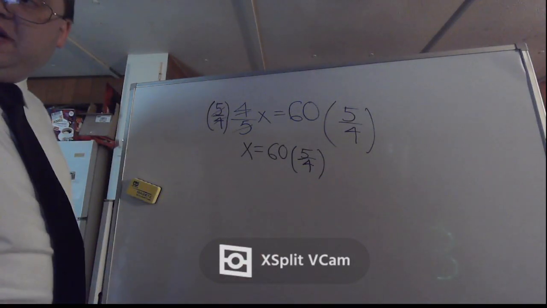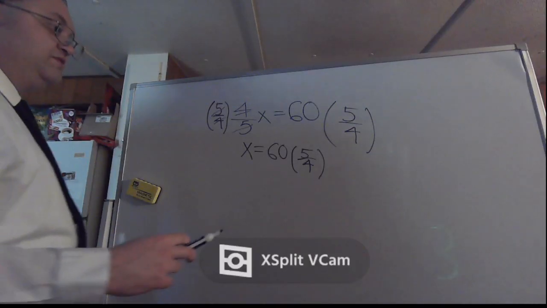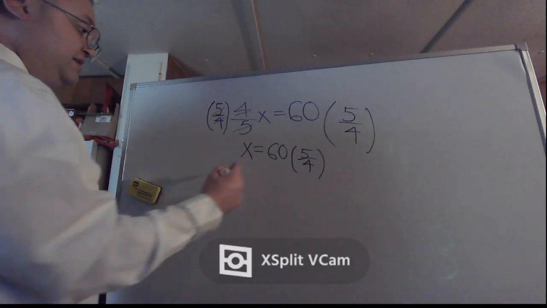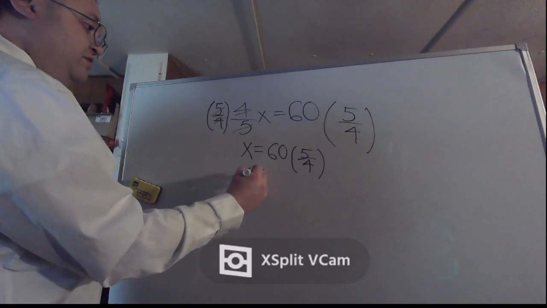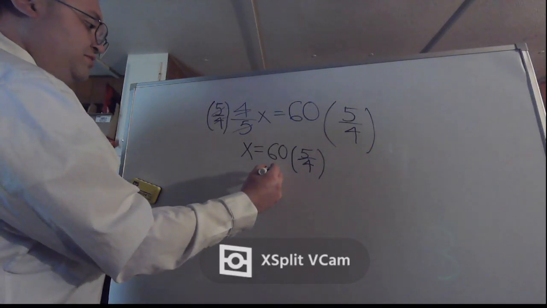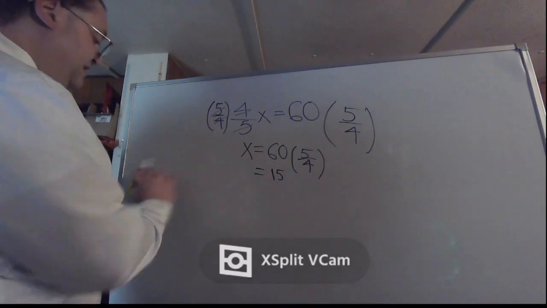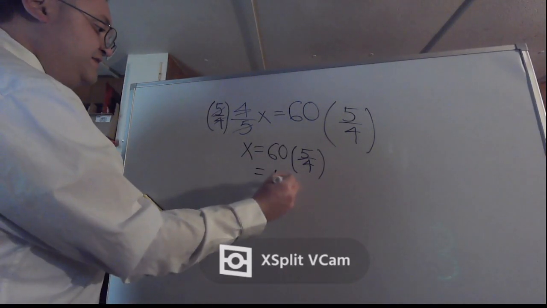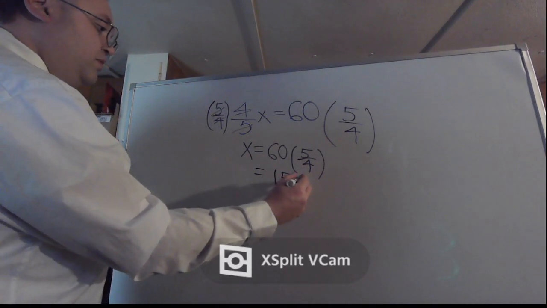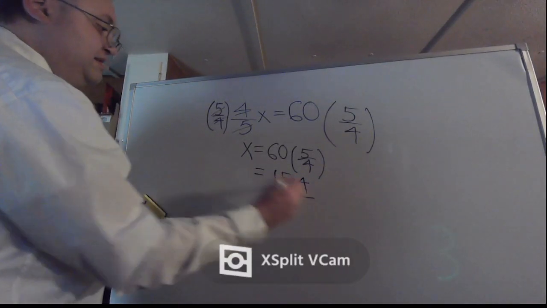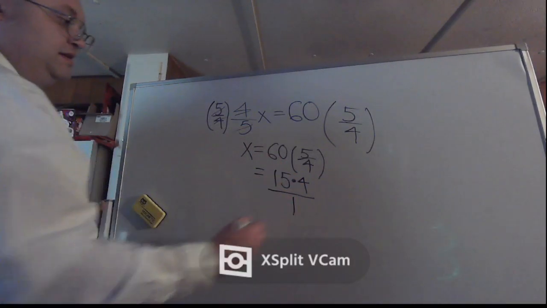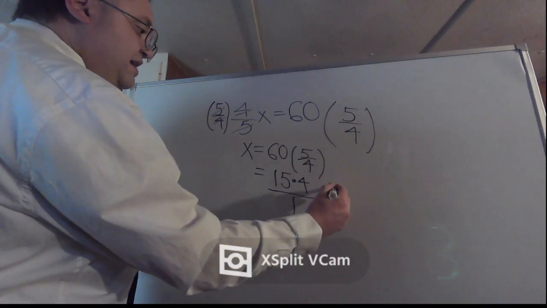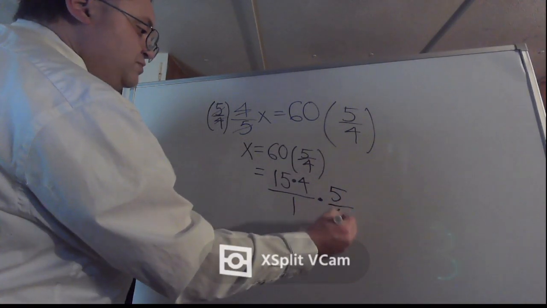Okay, now we need to ask ourselves, are there any factors of 4 that go into 60? Actually, yes. It goes in 15 times. So you would have 15 times 4, because that's 60 over 1, over 1 times 5 all over 4 times 1.